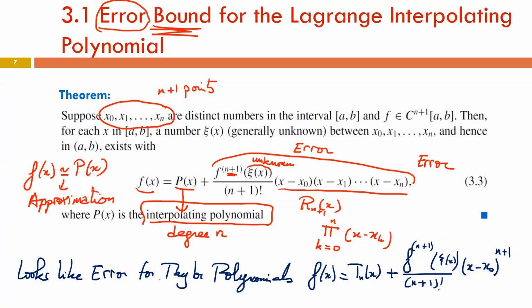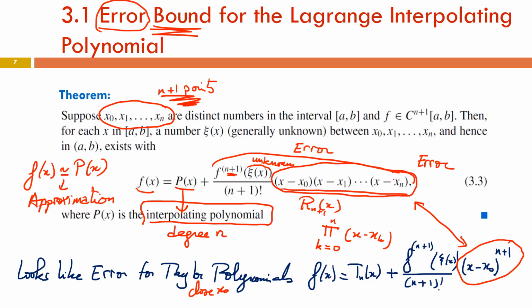I repeat, for the Taylor polynomial we focus close to 1 point x0. Here we have n plus 1 points. So we replace the product of x minus x0, n plus 1 times, by the product of x minus all xk. Okay, so it looks like the same idea. This is the error, the remainder for the Lagrange polynomial.